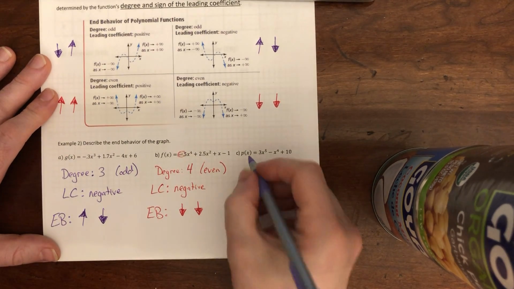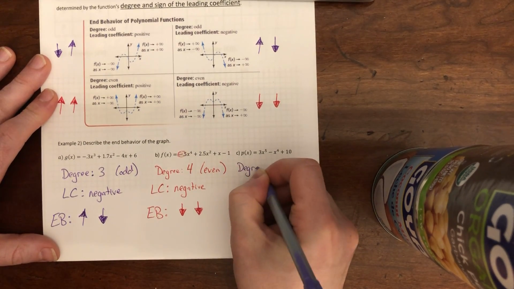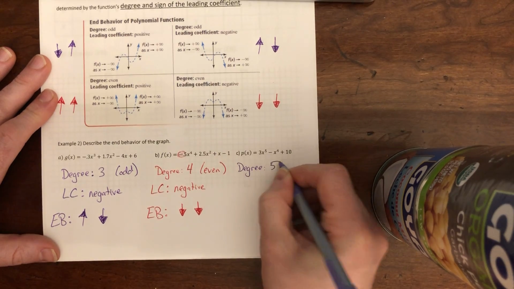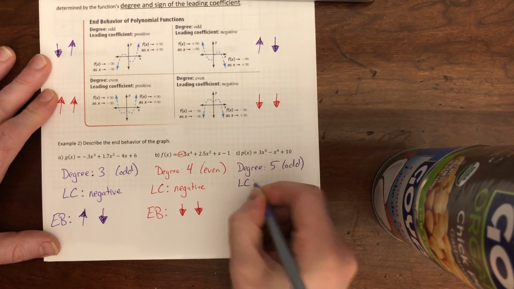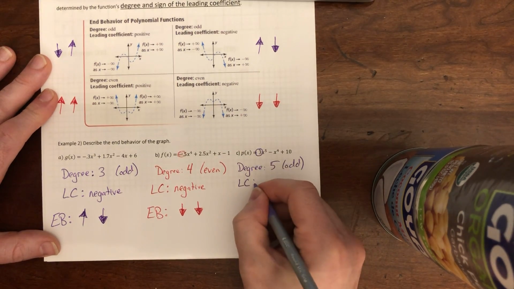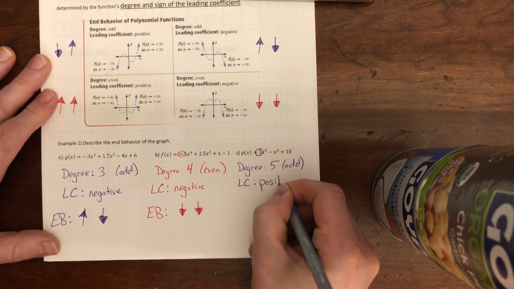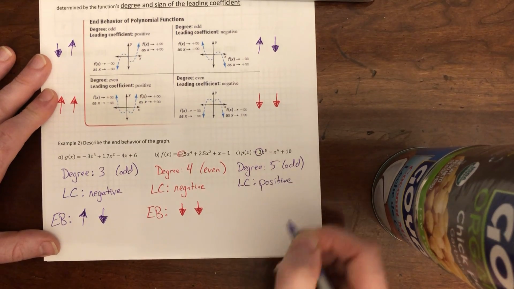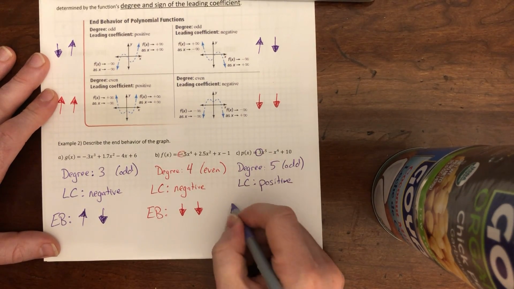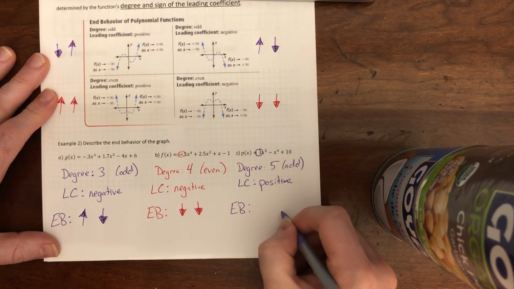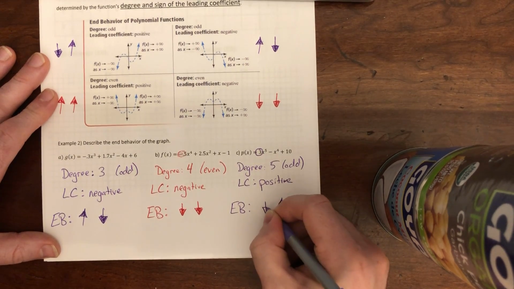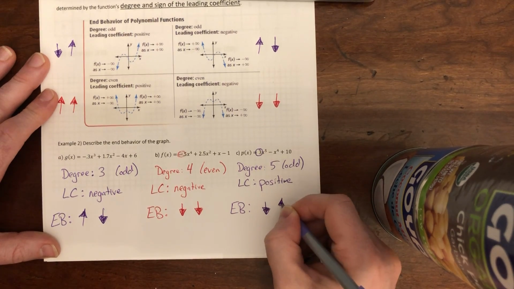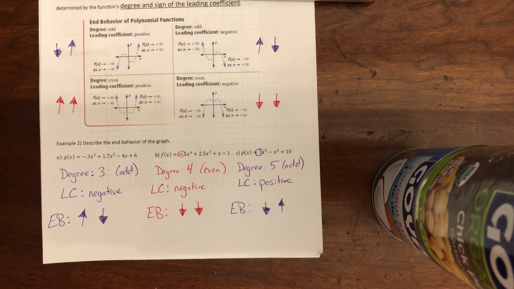All right, example C, degree is 5, and 5 is an odd number. Leading coefficient is 3 here, which is positive. All right, so our end behavior, we know it's positive, so the right-hand side is going to end up. It's odd, so we would say down, up. All right, that's end behavior.